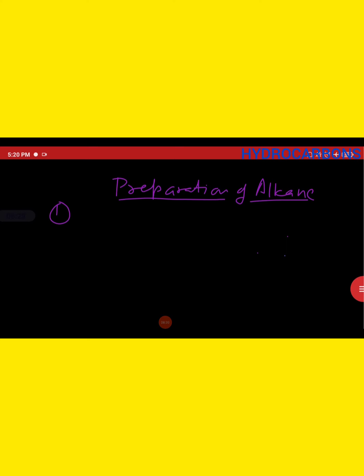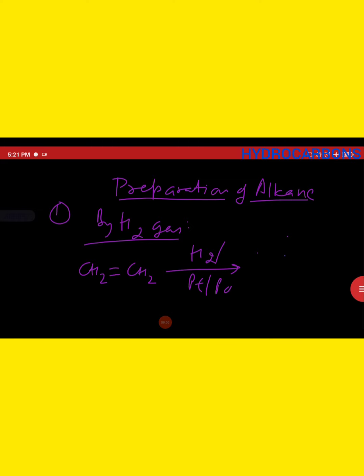Next we will study the preparation of alkanes. Number 1, by dihydrogen gas. When to an unsaturated hydrocarbon like ethene, the simplest alkene, we add hydrogen in the presence of platinum or palladium or nickel, then the saturated hydrocarbon ethane is formed.